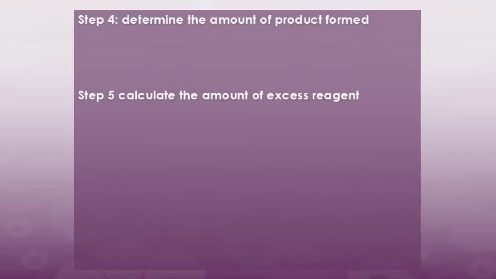Okay, now using our ratio and the number of moles of our limiting reagent, so that's our chlorine, we're going to calculate the number of moles of sodium chloride formed, because that's what the question is asking us. So I need to start off with my ratio from the balanced equation. The number of moles of sodium chloride to the number of moles of chlorine is 2:1.